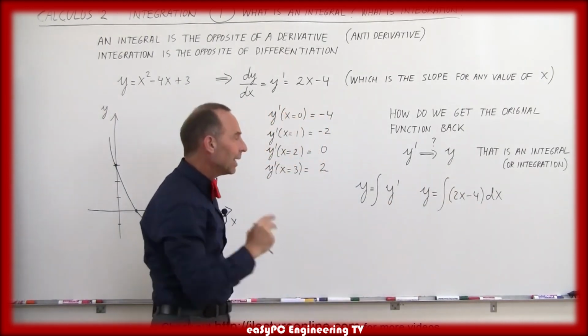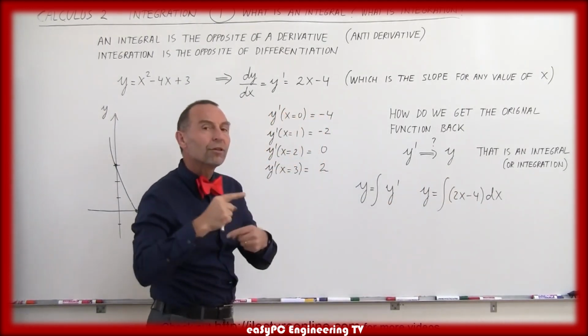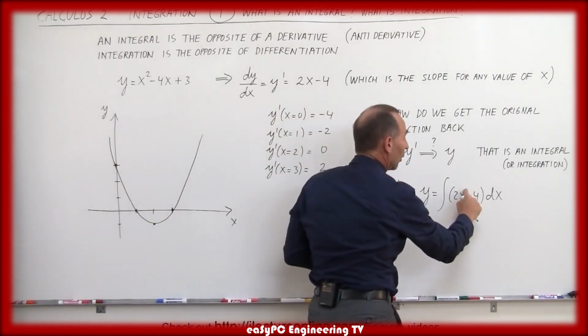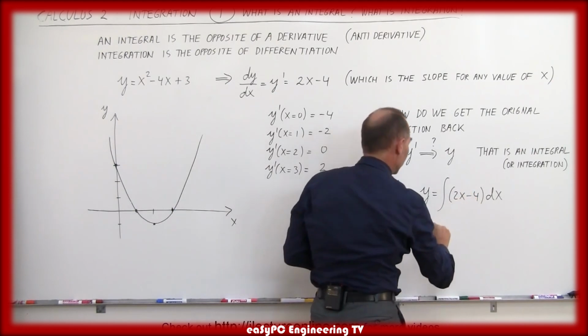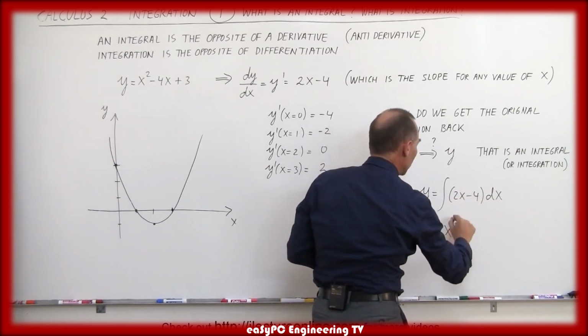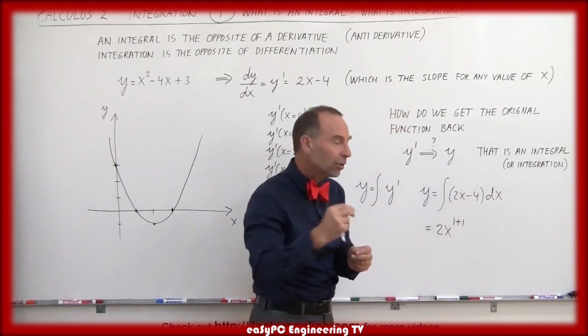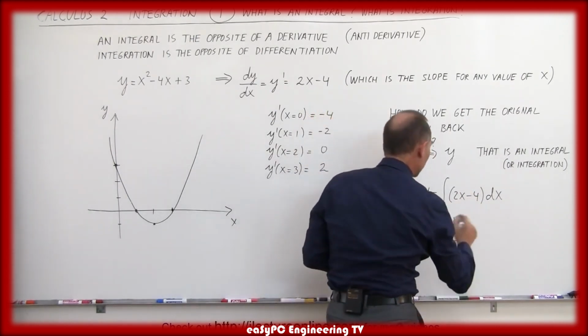Now, how do we take the integral of that? Well, we do the differentiation in reverse. What we do is we add 1 to the exponent. So this is equal to 2x to the 1 plus 1. It had the 1 exponent there. We add 1 to the exponent, and we divide by the new exponent.